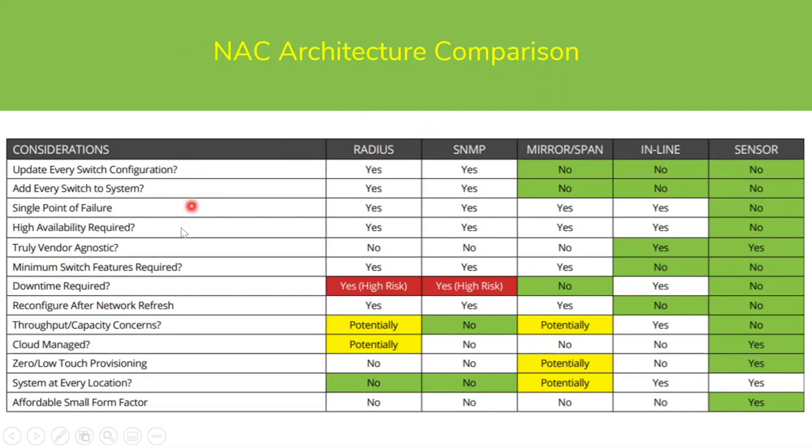Configuring all your devices, high availability, may not be vendor agnostic. You have to have switches that support features. Every time you refresh your network, you may have to reconfigure things. Is it low touch? Can it be cloud managed, et cetera. So one of the things about the sensor architecture approach is it addresses almost all of these concerns. You may need to implement a sensor at every location depending on your architecture, but aside from that, really all of the other concerns are mitigated by this architecture, and it gives you very quick visibility into your network without a network integration team of professionals.